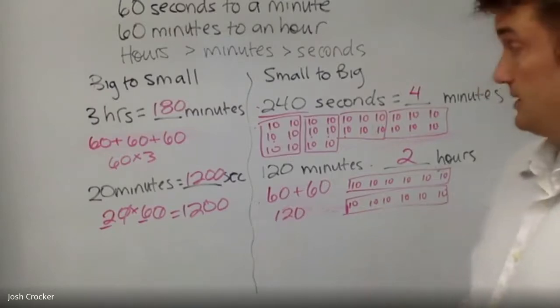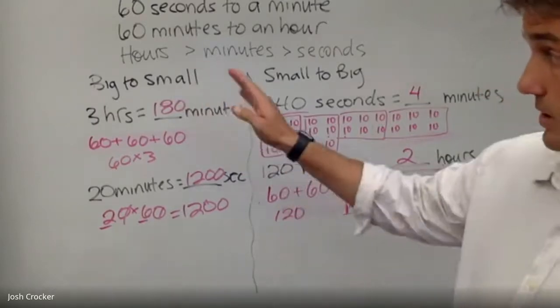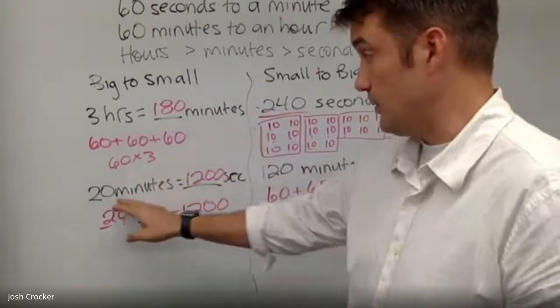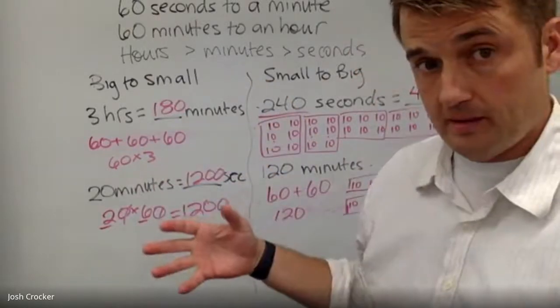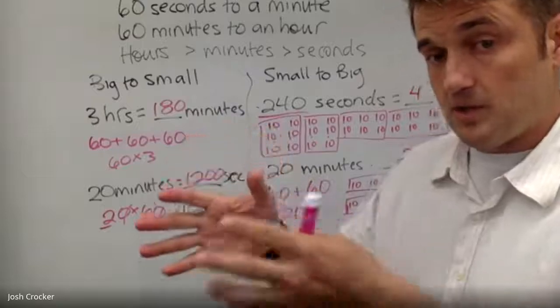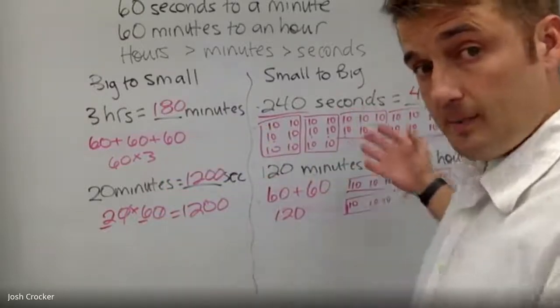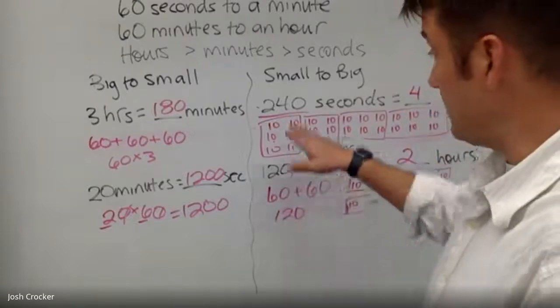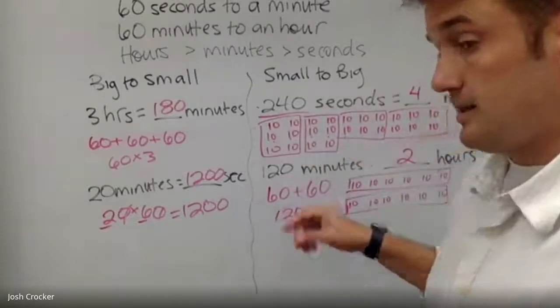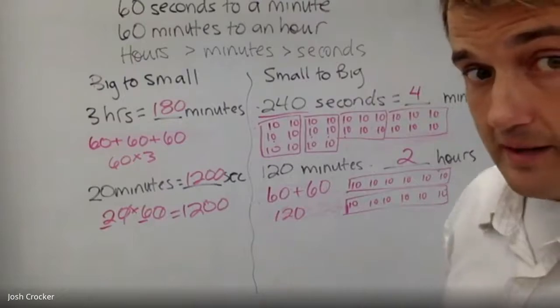Okay? So big to small, like hours to minutes or minutes to seconds, you're going to multiply. Because when you go from a big unit to a smaller unit, it takes more units. When you're doing the opposite thing, when you're taking the little ones and you're going into bigger units, that number is going to shrink down. You divide. Okay?